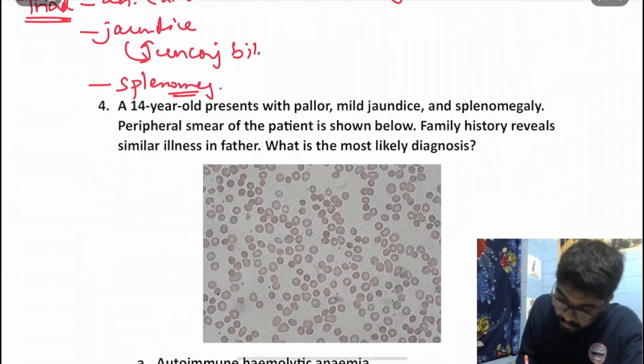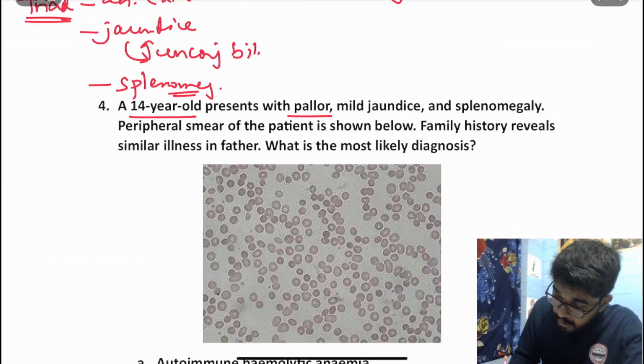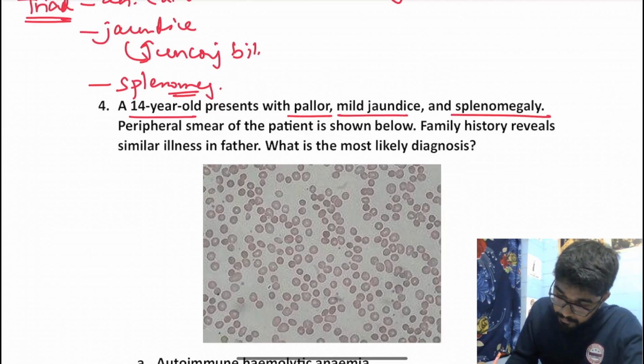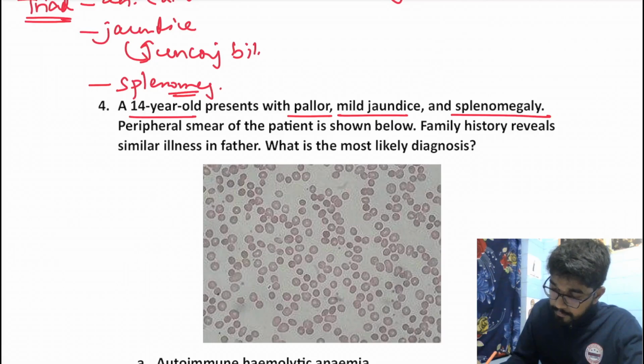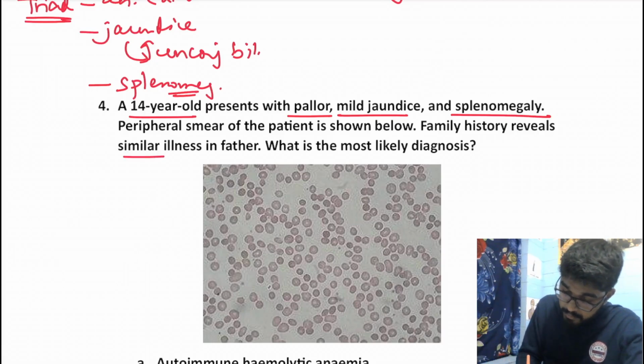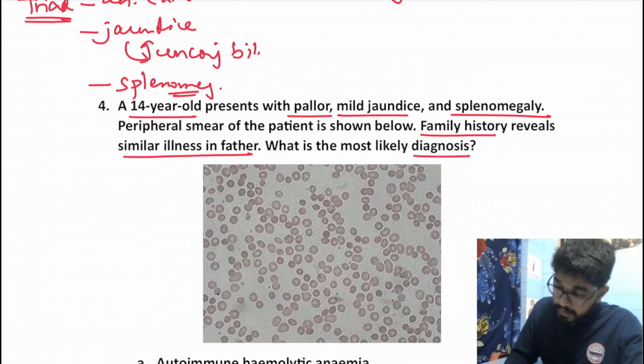A 14-year-old presents with pallor, mild jaundice and splenomegaly. The peripheral smear of the patient is shown below. The family history reveals similar illness in the father. What is the diagnosis?